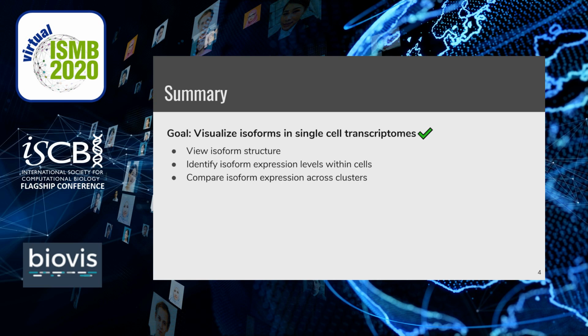So in summary, RNA Scoop allows researchers to visualize isoforms in single-cell transcriptomes. With it, users can view isoform structure, identify isoform expression levels within cells, and compare isoform expression across clusters.